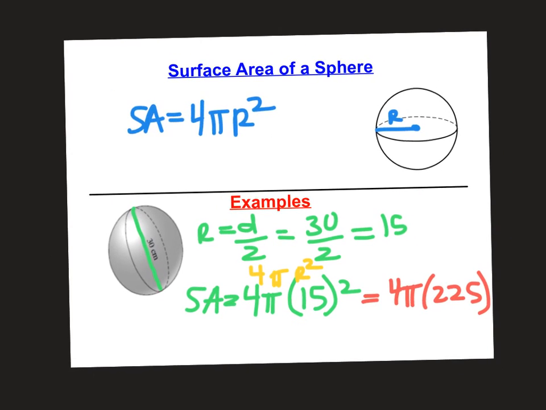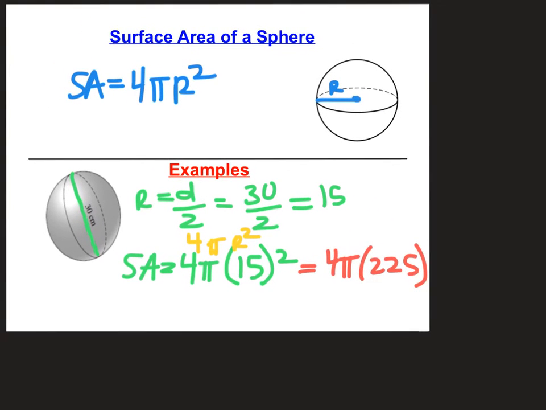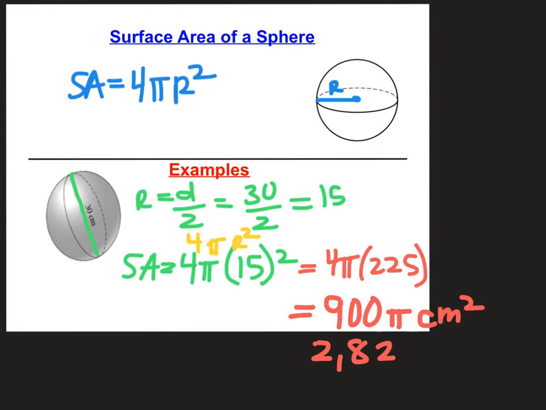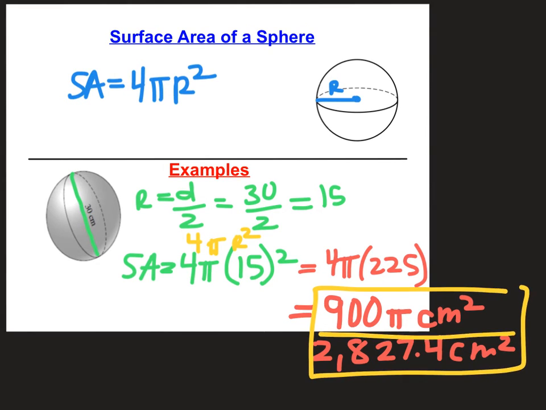So for this one, my answer in terms of pi would be 900 pi. Again, we're talking about surface area, so my units are going to be centimeters squared because we're talking about area. We're going to put that in my calculator. So 900 times pi gives me 2,827.4 centimeters squared. Again, your first answer is the one in terms of pi. The second one is rounded to the nearest tenth.